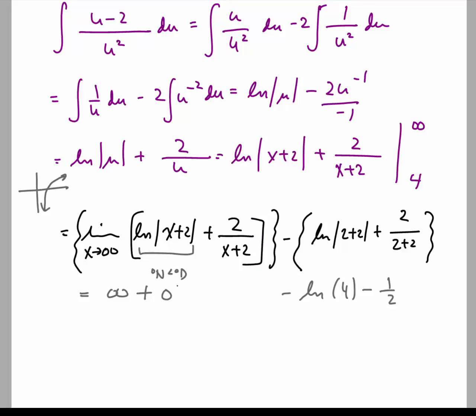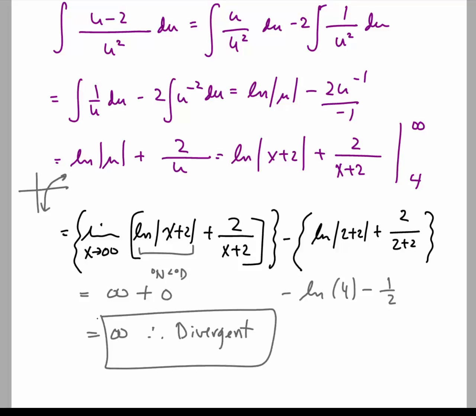So the degree in the numerator is less than the degree in the denominator. So it looks like to me I have infinity plus 0 minus natural log of 4 minus a half. This is still equal to infinity, so therefore this is divergent. So if any part of the solution goes toward infinity or negative infinity, the overall expression is divergent.